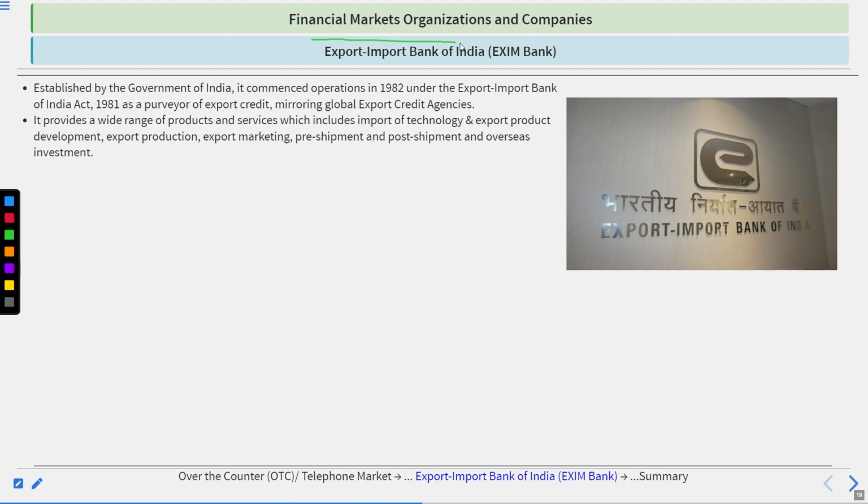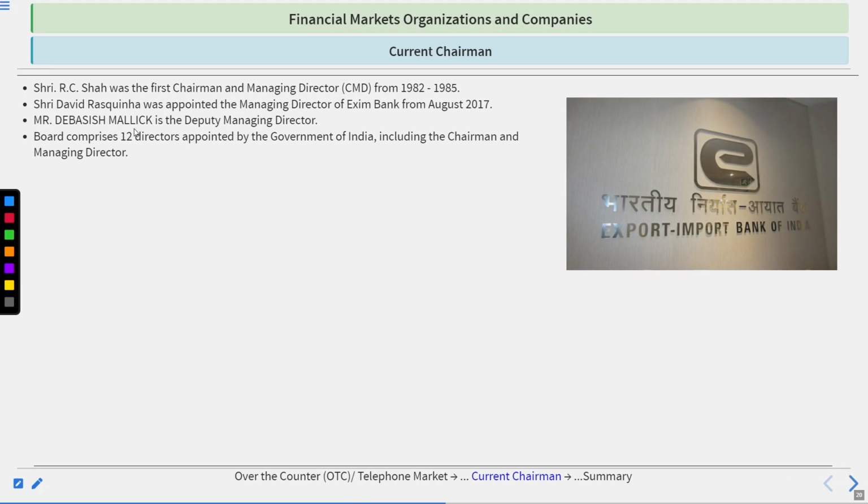Now we have the Export Import Bank of India, the EXIM. This is actually established by the Government of India. It commenced operations in 1982 under the Export Import Bank of India Act 1981 as the purveyor of export credit, mirroring the global export credit agencies. It provides a wide range of products and services, which includes the import of technology and export products, export development, export production, export marketing, pre-shipment and post-shipment, and overseas investment.